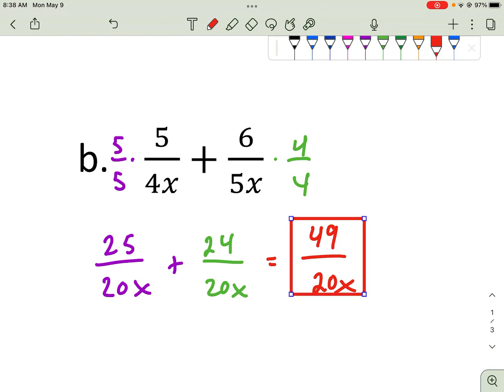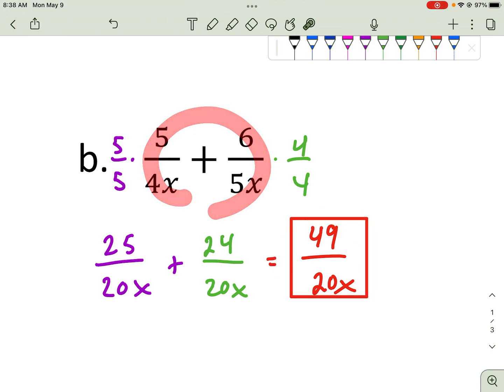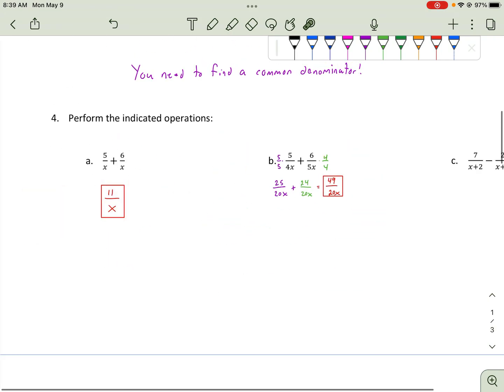And if you found the least common denominator, this answer will always be simplified already. I could have found too big of a denominator, and then this would be reducible at the end. But as long as you find the lowest common denominator, this will never be reducible unless the original problem could have been reduced before you started doing anything. But remember how we can't cancel this 5 and 5 because this is an addition problem. You can only do that in multiplication problems.